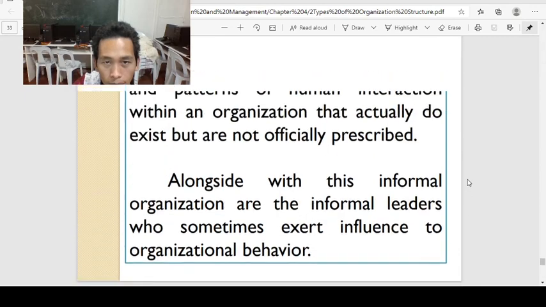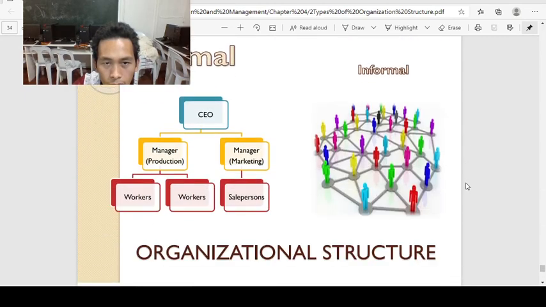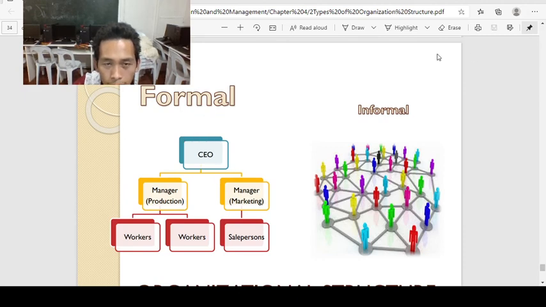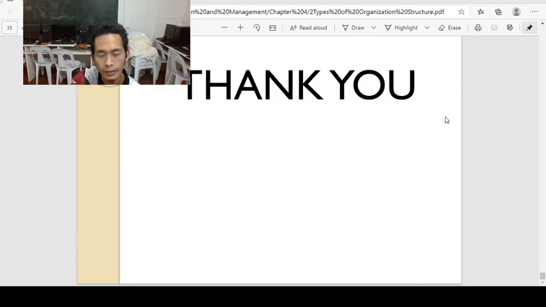Another example, informal, right? There are two departments, production manager and then a worker. So it is very clear. Salespersons are under the marketing manager. In informal, try to look at who is the superior, who are the subordinates. They are equal. The relationship is very vague. That's it. Informal organizational structure. Thank you and God bless us all.